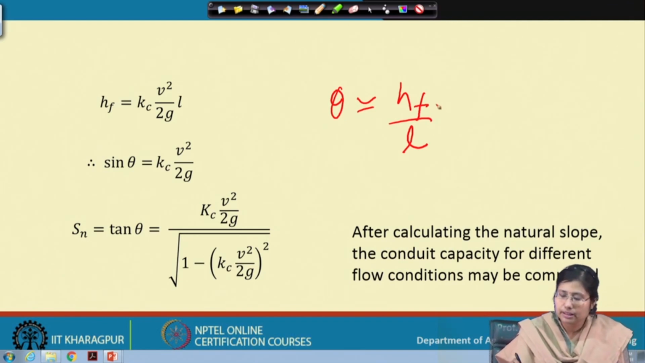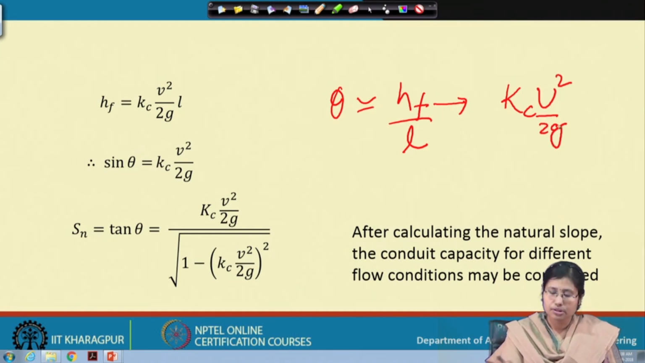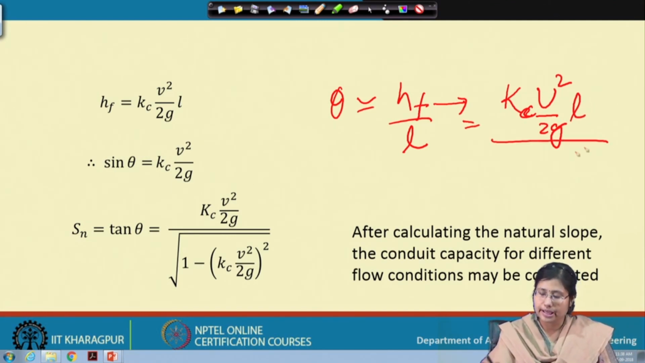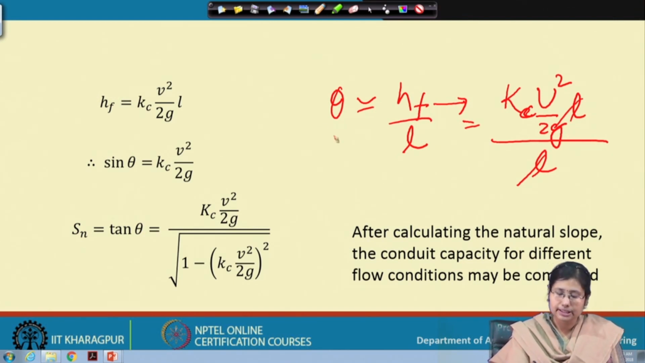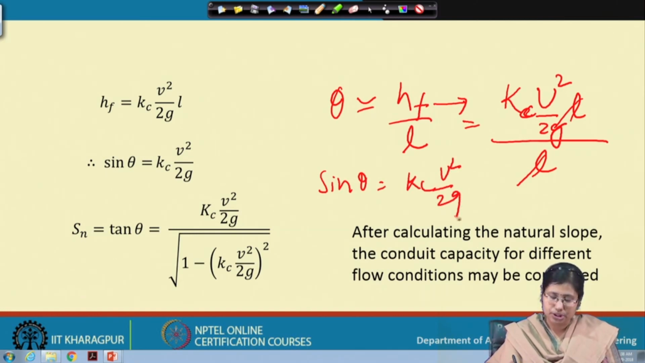So, now the equation for HF is Kc V square by 2g, where Kc is the coefficient of contraction when the pipe flow prevails, L divided by L. So, here L and L get cancelled. So, sin theta is nothing but Kc V square upon 2g.